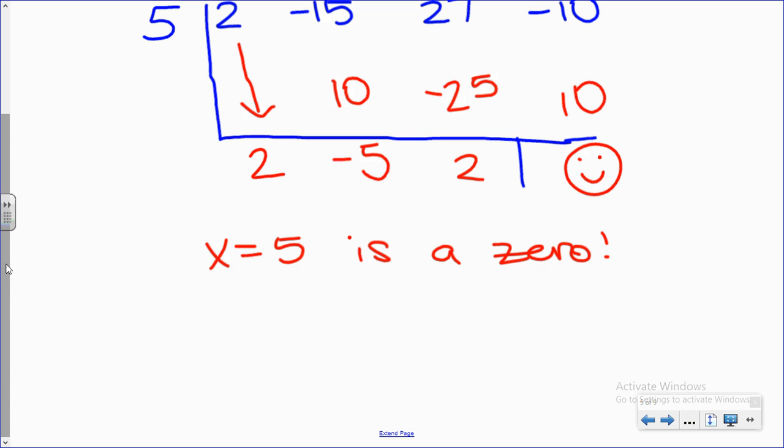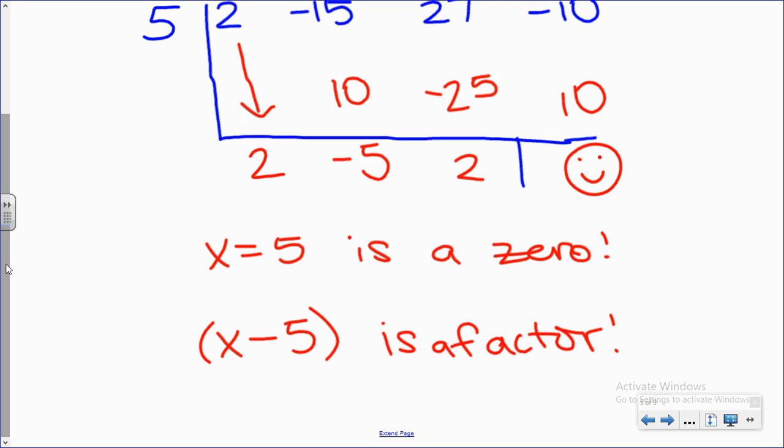Okay? We also said that we have a factor. X minus 5 divided evenly into our cubic function, which means x minus 5 is a factor. Which brings us to our next theorem, our factor theorem.